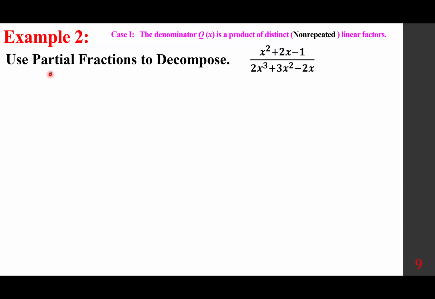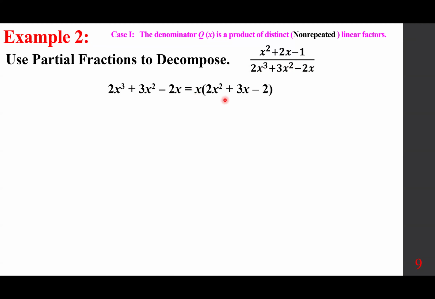Let's try another example. Use partial fraction to decompose x squared plus 2x minus 1 over 2x cubed plus 3x squared minus 2x. What is the process? This is proper. The degree of the numerator is 2. The degree of the denominator is 3. You don't have to worry about it. You don't have to do long division. So what do you do? You have to factor the denominator. To factor the denominator, first, I'm going to take out the x.